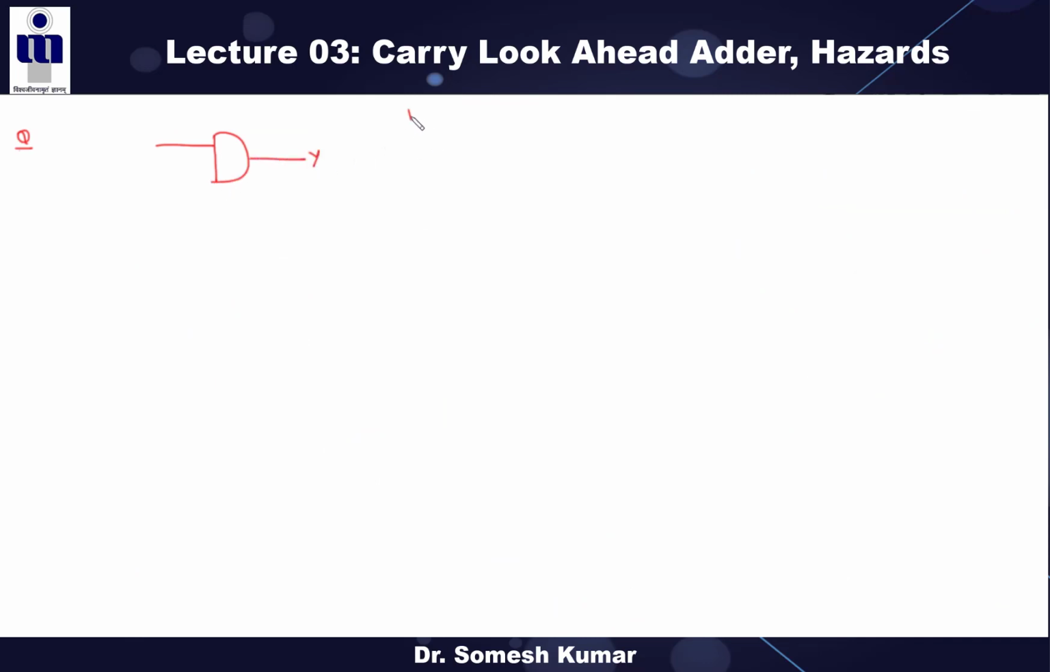Now I want to tell you one term. What is the meaning of hazards? This is a very important term. Sometimes it is asked in objective type examinations. So this is your one AND gate, and this is your NOT gate. If I am saying this is A, this is X.